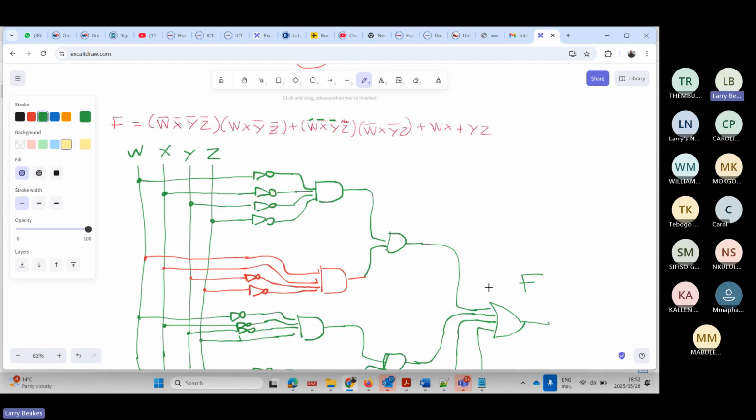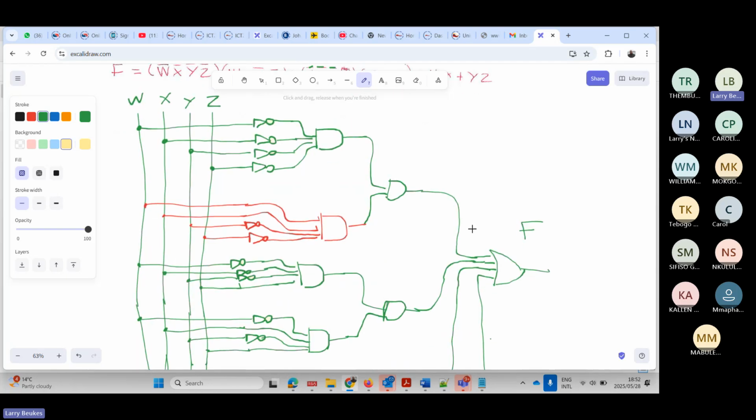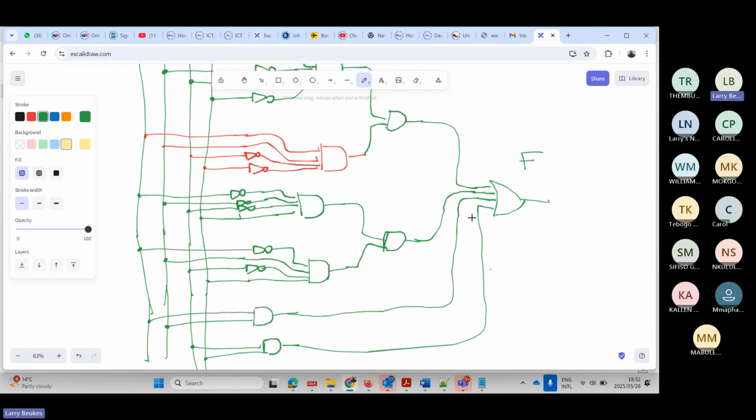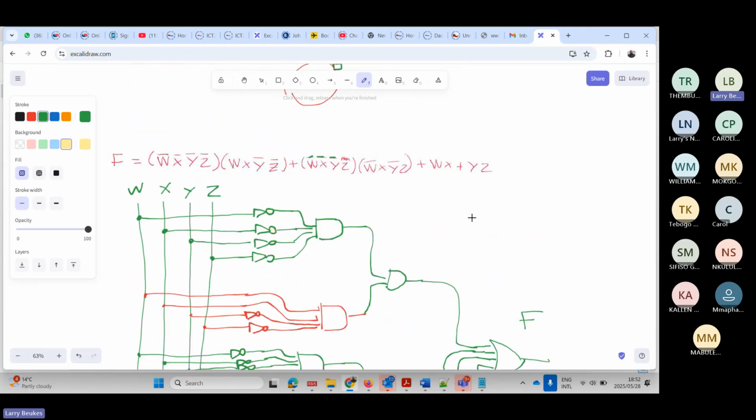Remember, you always want to use as few gates as possible. They deem a gate as an expense, right? So now your circuit, you will see when you simplify, you only simplify so that you reduce the number of transistors that you are using in the circuit. Okay. Any questions regarding this one?